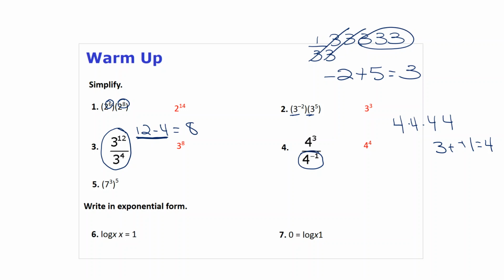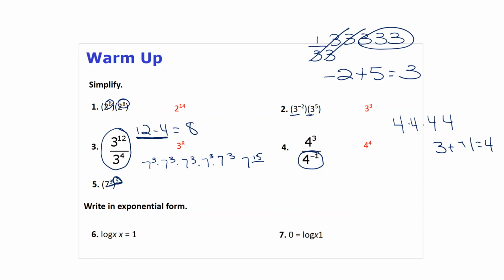All right, on this next one, number 5, I want you to take a look at this. What does this 5th power mean? Well, it means we're going to take 7 to the 3rd power and do that 5 times: 1, 2, 3, 4, 5. So now we actually have a very large number. We're going to have 7 to the 3, 6, 9, 12, 15, so 7 to the 15th power. The rule we can see is we just have to multiply our exponents together. 3 times 5 is 15.